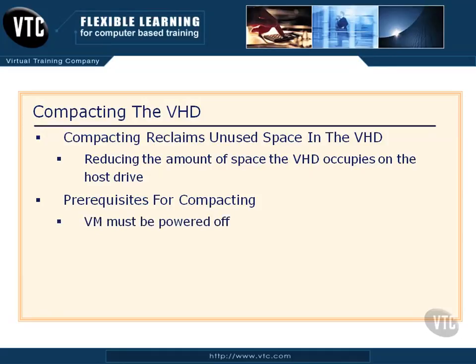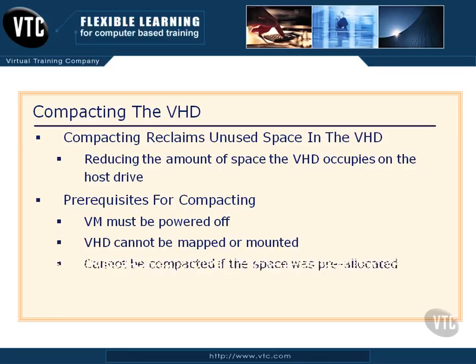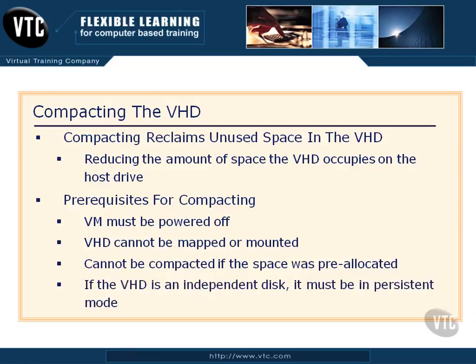First of all, your virtual machine must be powered off. Not going to be a problem. A lot of your things will be grayed out when you try to do some of these things if you're not powered off. Your virtual hard disk cannot be mapped or mounted. So watch for that. If it's mapped or mounted, you're going to have to unmap it, unmount it to be able to compact it. And you also cannot compact it if the space on the virtual disk was pre-allocated. I'll talk about pre-allocated in just a few minutes.